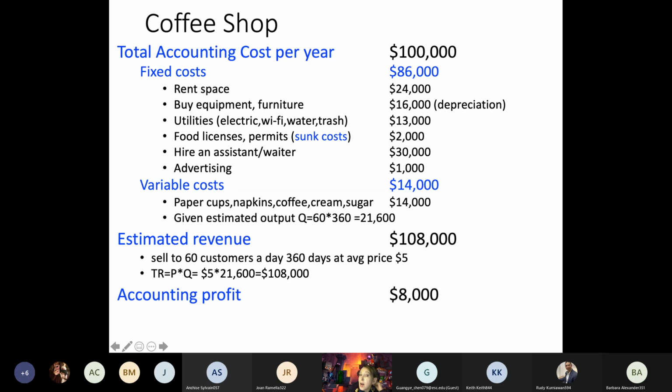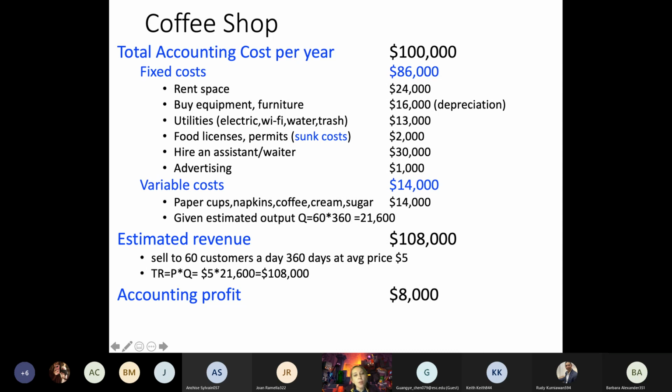So fixed costs, the majority of that is $86,000, and the variable is about $14,000. And you can also estimate how much revenue you're going to get from selling 360 days a year, 60 customers a day. So you're estimating that each person will spend about $5 in your store on coffee. Because they're going to buy fancy coffee, the average price is $5. Maybe there's something more expensive, something less.